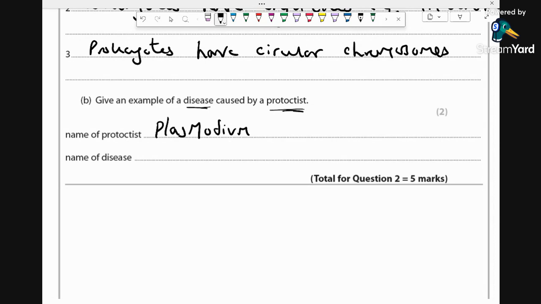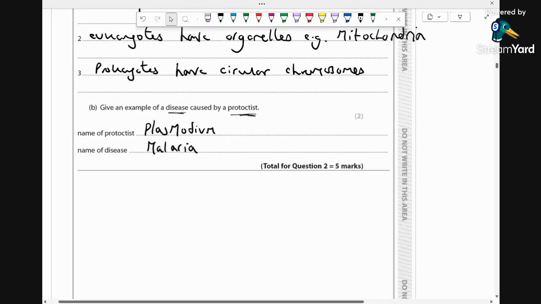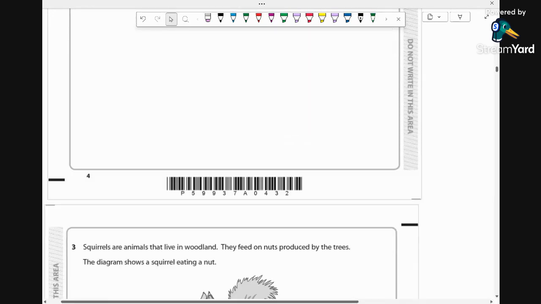And it's Plasmodium falciparum, but I'm pretty sure you don't need to know the species name, but certainly the genus is Plasmodium. And the name of the disease that it causes is malaria. Just of note, you can also have trypanosomes. Trypanosomes can cause African sleeping sickness, along with other things as well. But worth perhaps remembering the second one. But Plasmodium and malaria is the key one. But yeah, right, moving on.